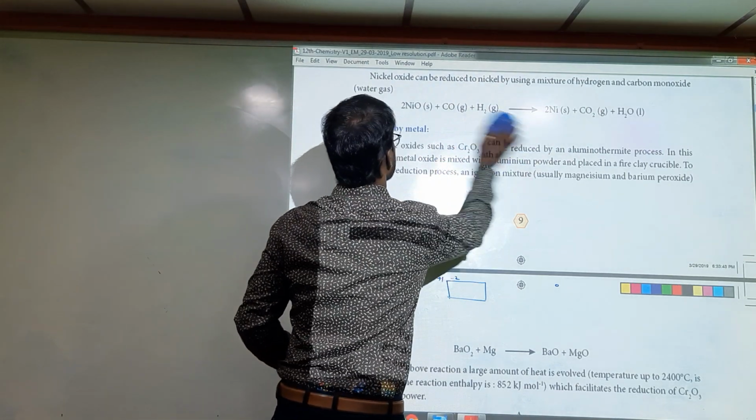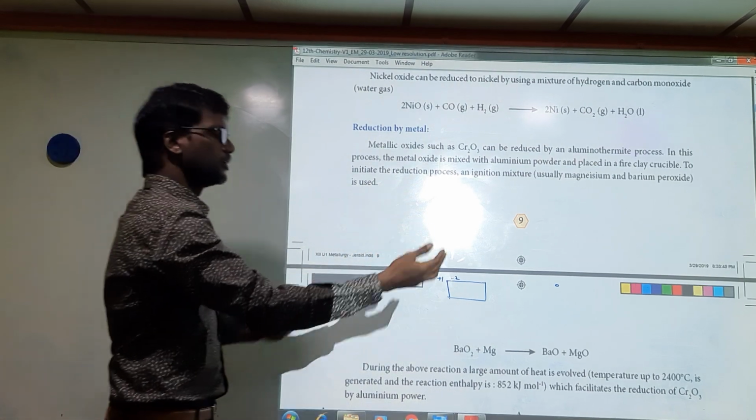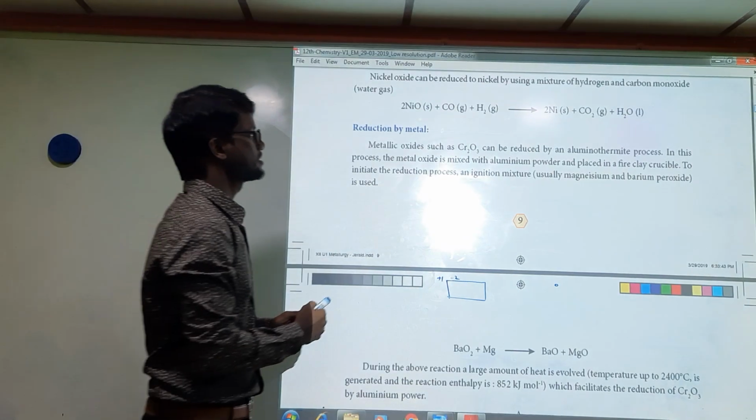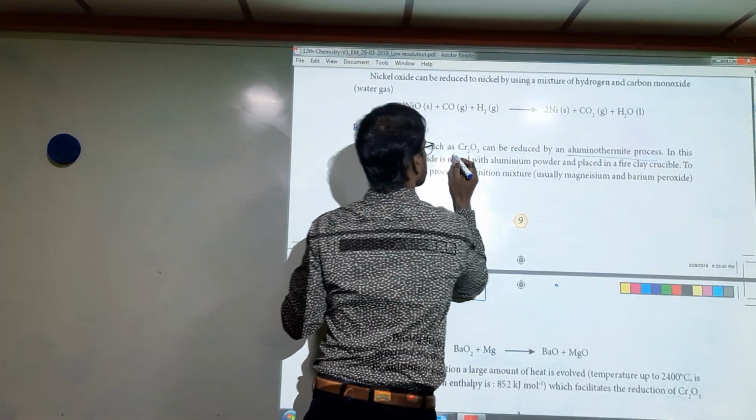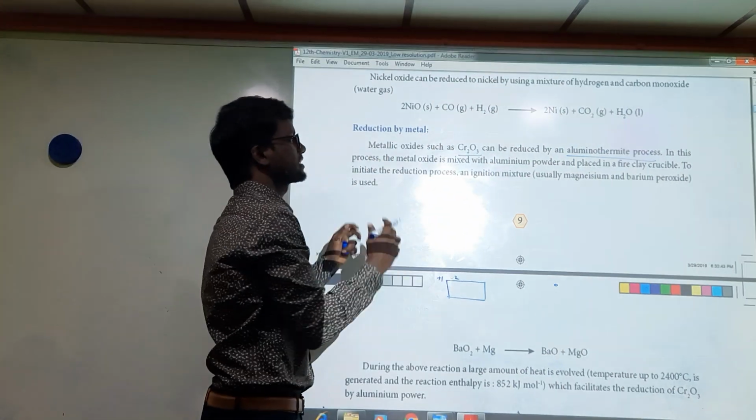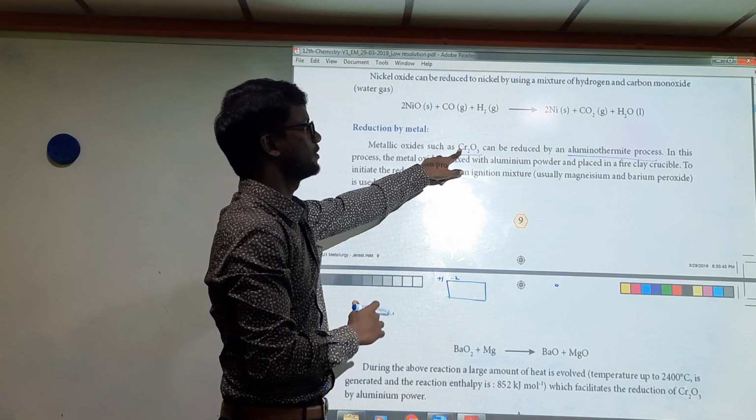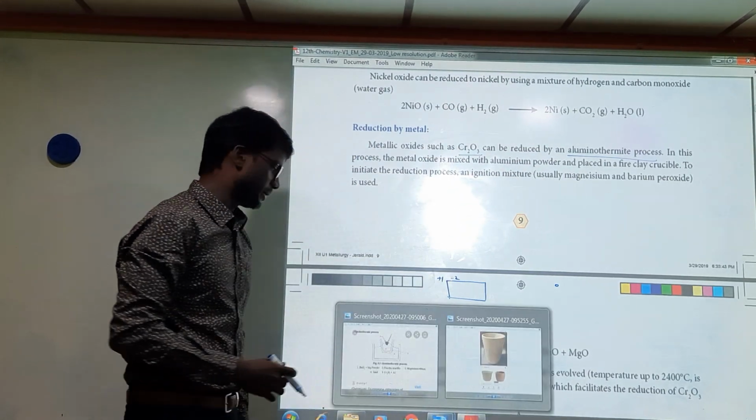Next we'll pass on to reduction by metal. You can also use another metal to reduce a metal oxide. This we call the aluminothermite process. For example, chromic oxide. When you want to extract chromium, that is the reduction of chromium from chromic oxide, we go for the aluminothermite process. I'll just explain the process. What is the aluminothermite process?